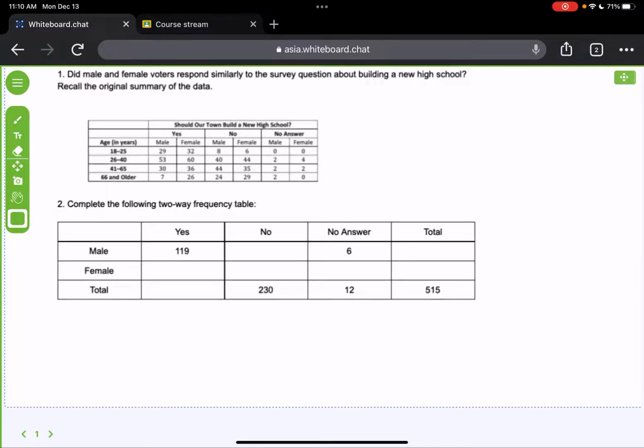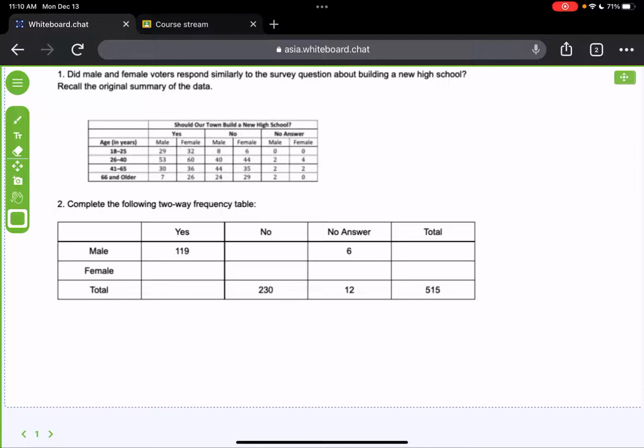This is Module 4, lessons 2 through 8 or 9, something like that. But this is numbers 1 through 17 on your review. Number 1 says, did male and female voters respond similarly to the survey questions about building a new high school? Recall the original summary of data. And there is your data.